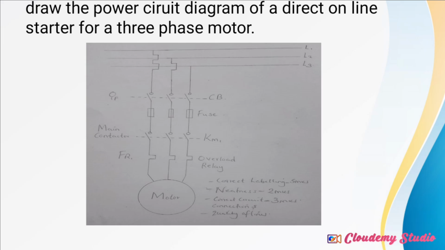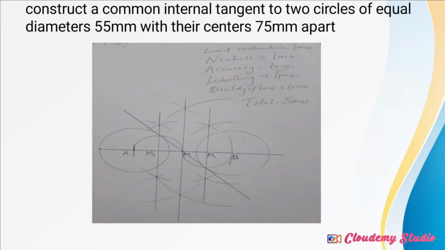Then we have the next question, which was: construct a common internal tangent to 2 circles of equal diameters, 55 millimeters, with their centers spaced 75 millimeters apart. So this question also turns you back to the time we were doing construction of regular tangents inside a circle and outside the circle. It's under the subtopic circles and tangents.